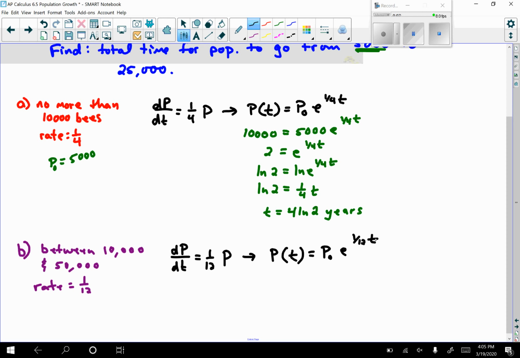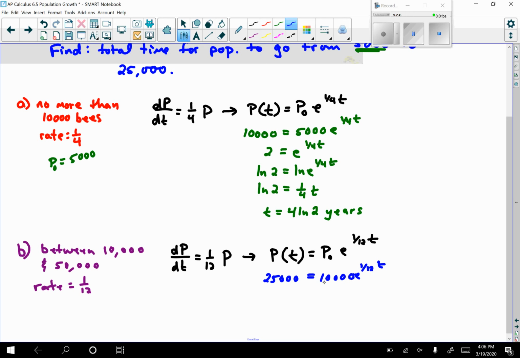So here, even though it's between 10,000 and 50,000, we just want to stop it at 25,000. So now our end amount, after a certain amount of time, is going to be 25,000. The initial amount, not the 5,000, because then that would be putting us at a rate that's between the 5,000 and the 10,000. We need to say that this is now 10,000 because that's where we left off, and we're okay as long as we're between 10,000 and 50,000. Even though it's equal to it in part A, we could still start it off here at part B. Our rate is going to be 1/12, e to the 1/12 t.